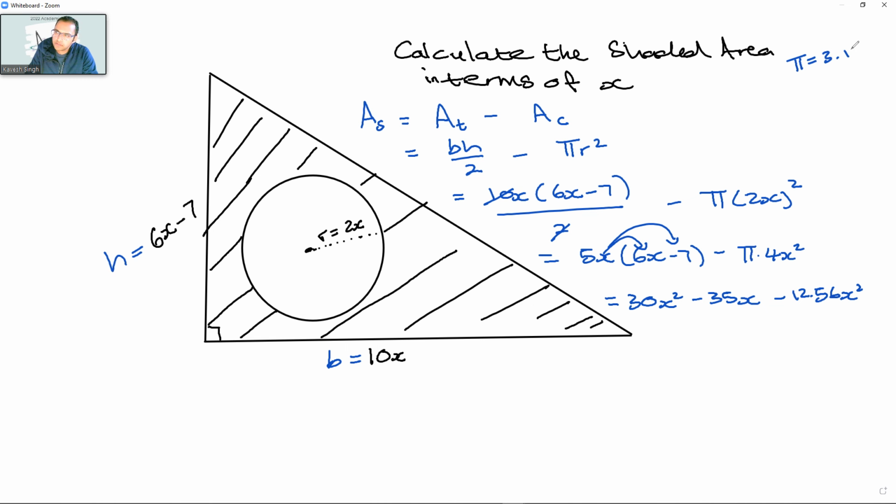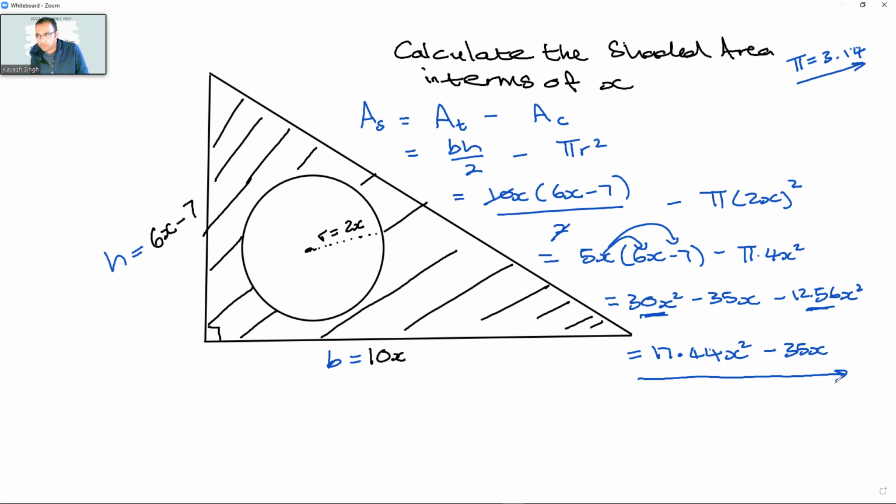I could also use a calculator and press shift, find pi on your calculator, and replace pi with that long irrational number 3.14, etc. Now I've got like terms again, so I'm going to subtract. I've got 30 minus 12.56, and I get 17.44. So 17.44x squared minus 35x. And that is now the area in terms of x.